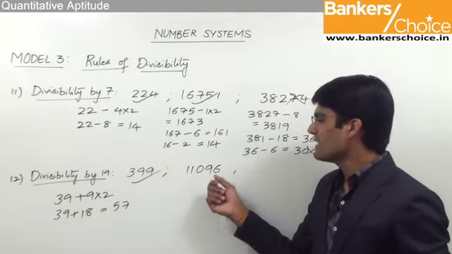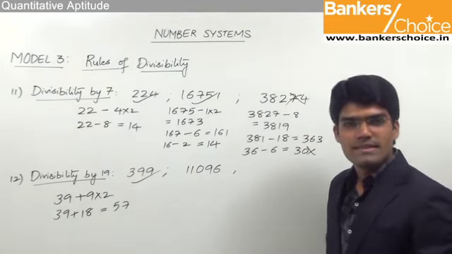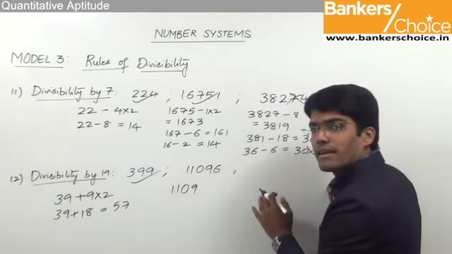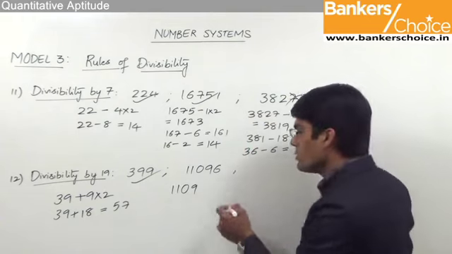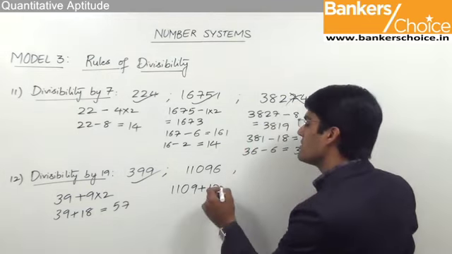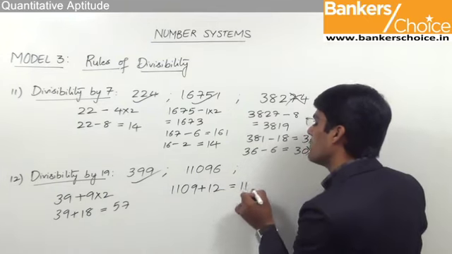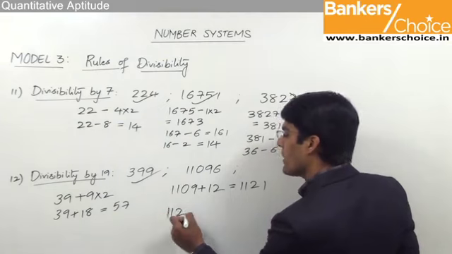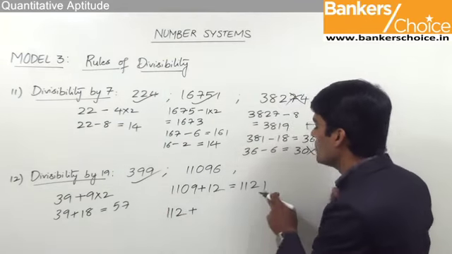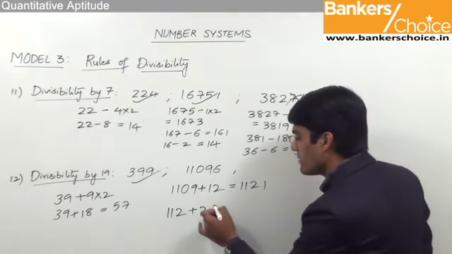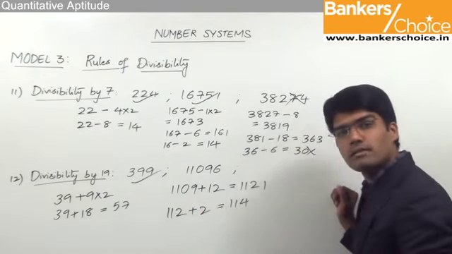Let us take one more example, that is 11096. Here we get 1109, and 6 is separated and multiplied with 2. 6 into 2 is 12 and it is added to the remaining part of the number. So 1109 plus 12 will be equal to 1121. Again, in 1121 we can separate 112, and this should be added to the units place multiplied with 2. 1 into 2 is 2. So 112 plus 2 is 114.